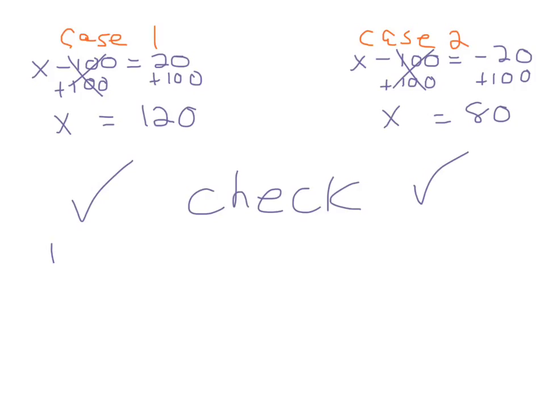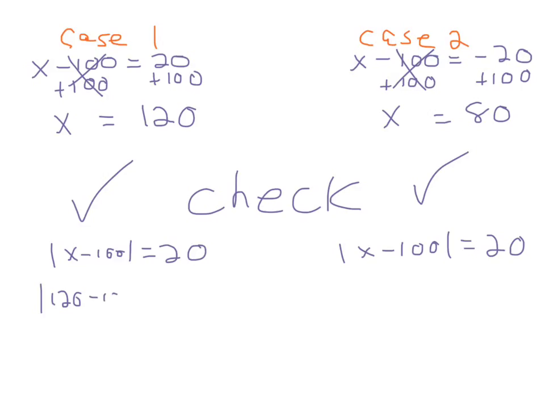Again, the original equation was the absolute value of x minus 100 equals 20. So we need to plug both of these in. I'm going to start by plugging in 120 here on the left side for case 1. The absolute value of 120 minus 100 equals 20. And right now what we're doing is questioning whether or not that's true, so that's kind of a question mark. We want to make sure that it's true.